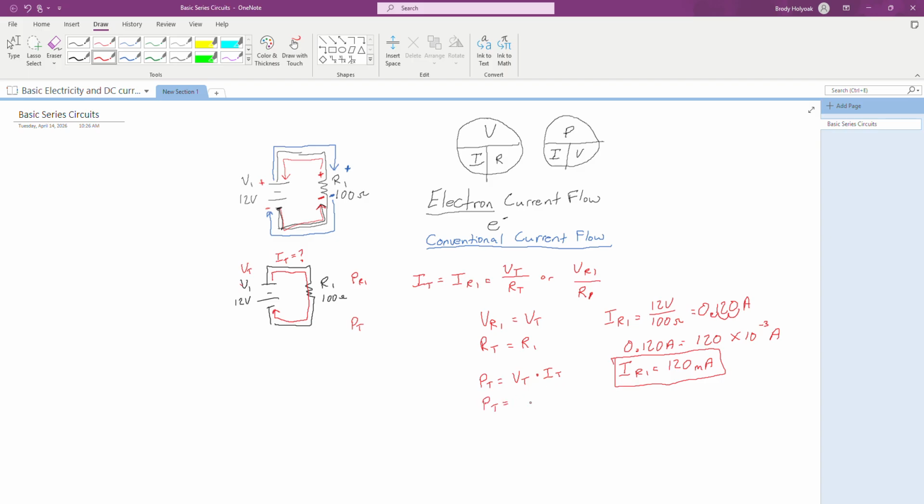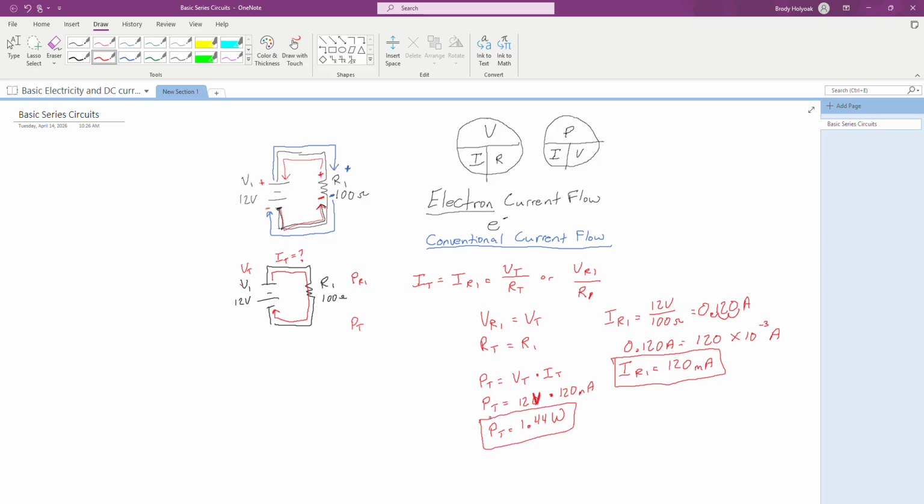So power total is going to equal 12 volts times my 120 milliamps. So power total is going to be 12 times 0.12 if I'm just plugging it in my calculator. And that gives me 1.44 watts. Sorry. So that's how much power I have in the circuit.